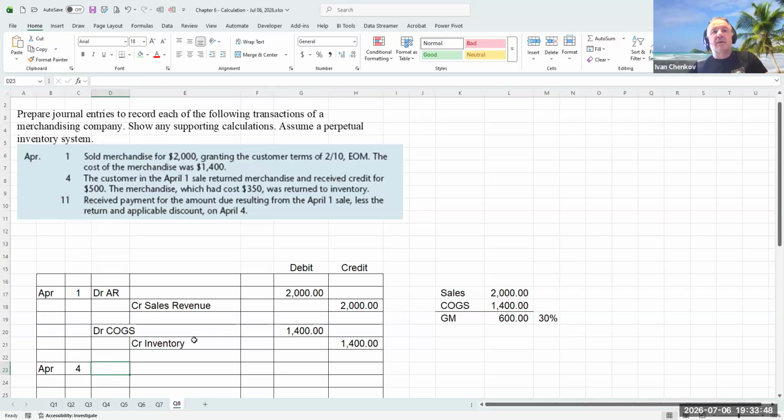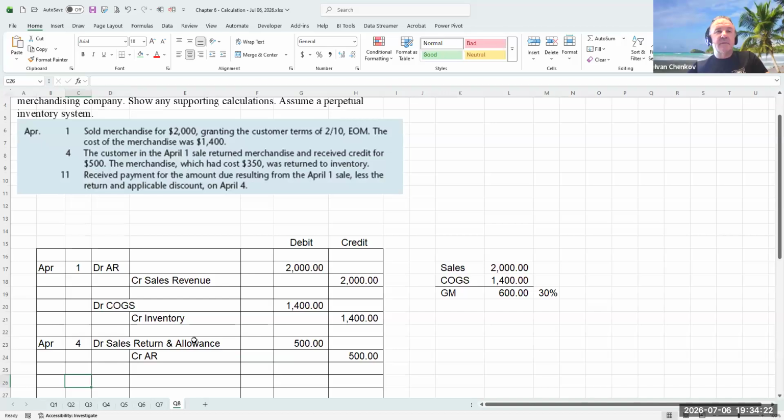First, we have to show that he doesn't have to pay for this. And we have to give him a debit to sales return and allowance. And we're gonna give him that return allowance for $500. Credit, in this case, will be accounts receivable. He doesn't have to pay for $500.